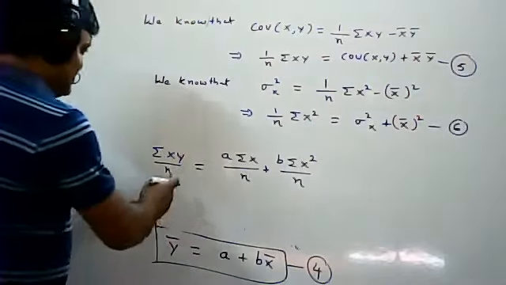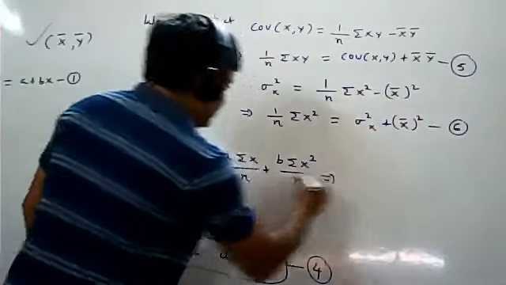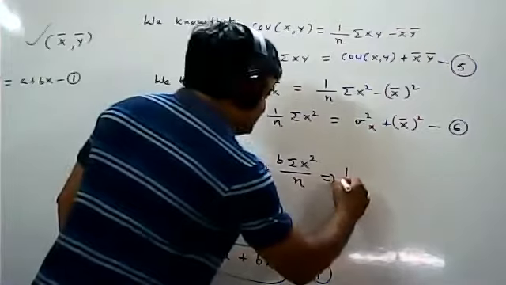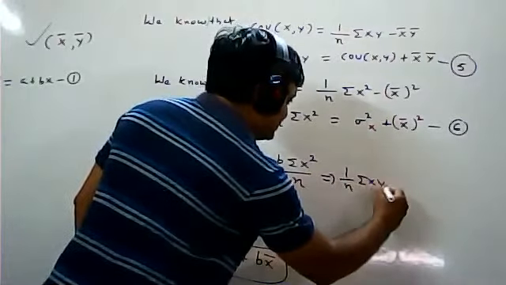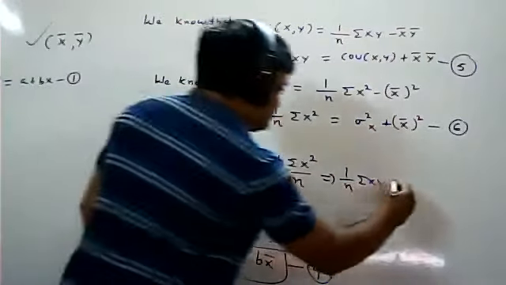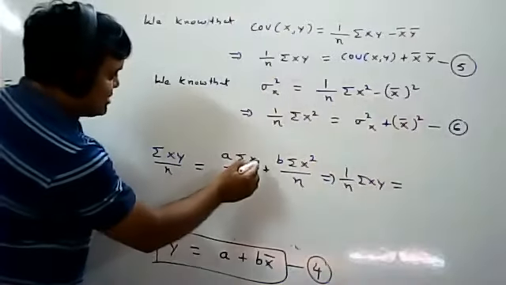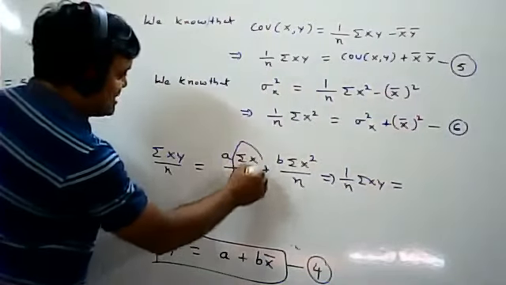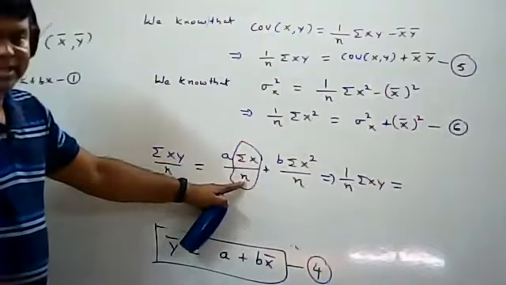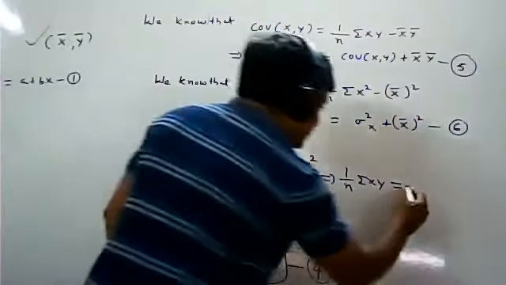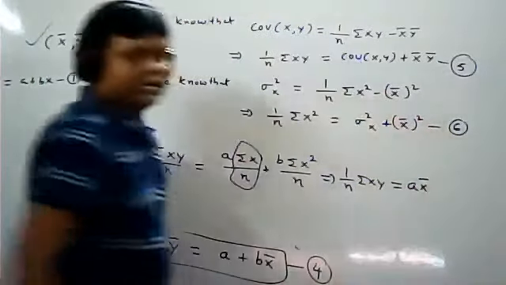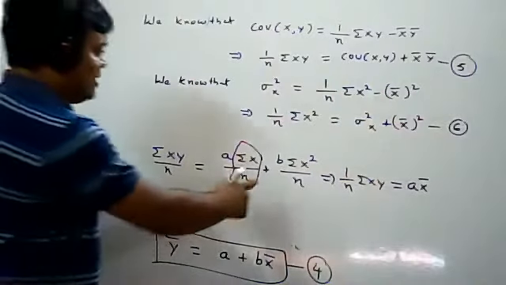Now what you will get, just I will simplify this one. So this implies I will write this as 1 by n summation xy is equal to a, a is a constant, remaining term summation x by n. What is the meaning of summation x by n? This is nothing but x bar. So that means you will get a into x bar.